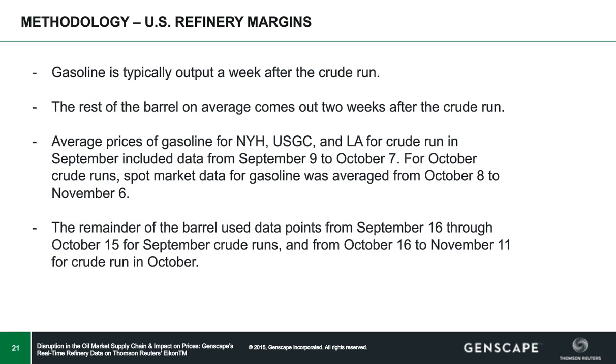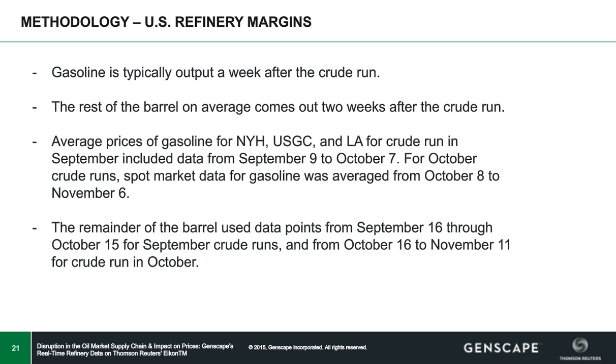Now, on the refined product side, so we talked about the crude. Now, I'm going to pit the refined products pricing against the crude purchasing costs. Now, when a barrel of crude goes out, the general rule of thumb, according to my research, is gasoline is output about a week after the crude is run. The rest of the barrel, you have exceptions here and there, but on average it comes out 2 weeks after the crude is run.